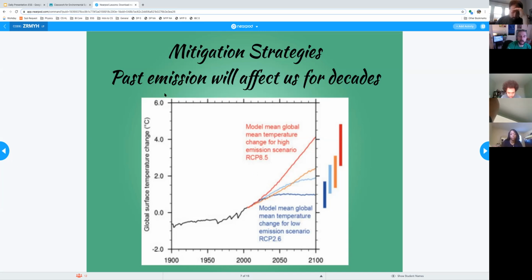So any past emissions are going to affect us for decades, meaning that even if we stop now, we still will expect to see temperature increase on Earth. It's important to keep in mind because people think that if you make changes now you are going to see the positive effects immediately, and that is not the case.